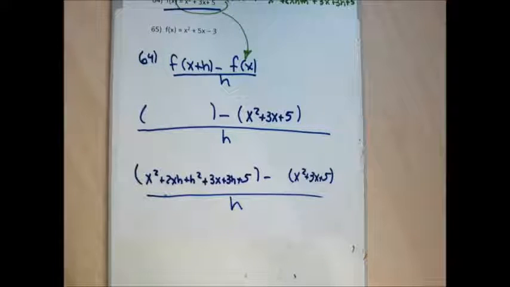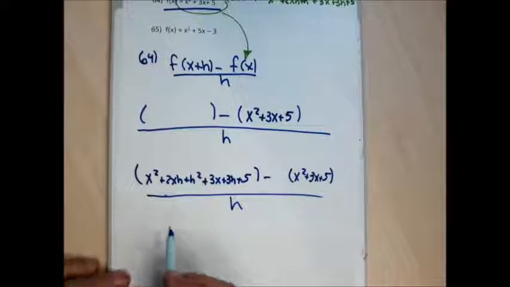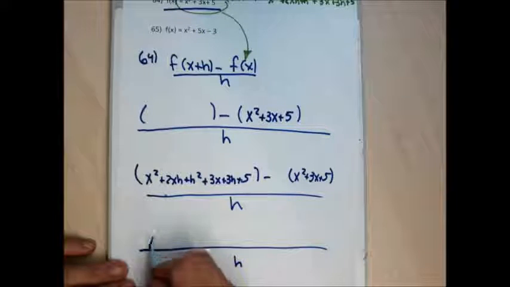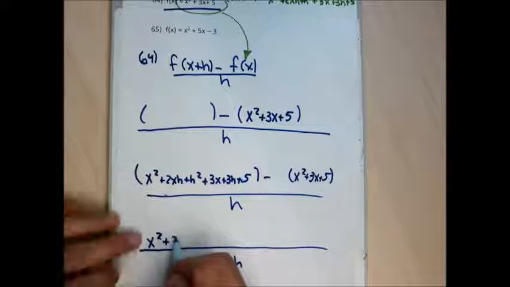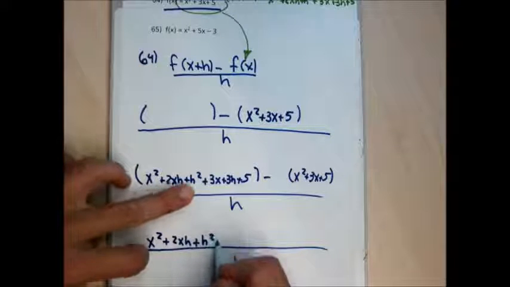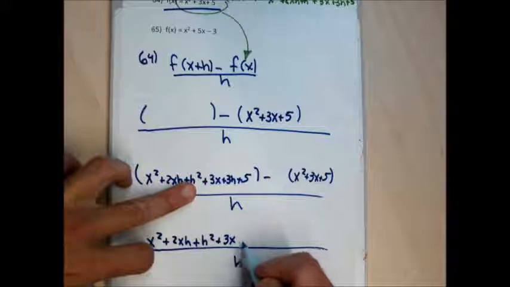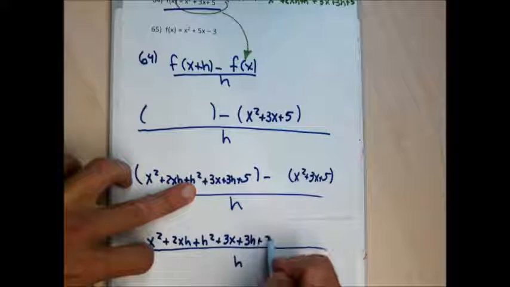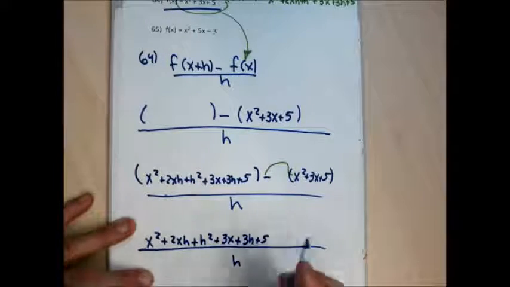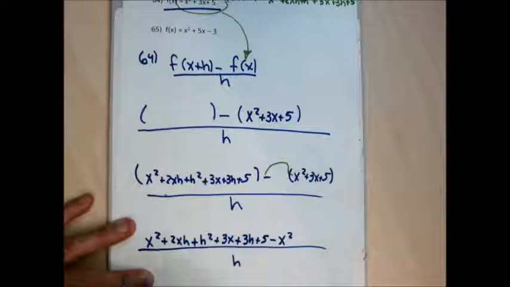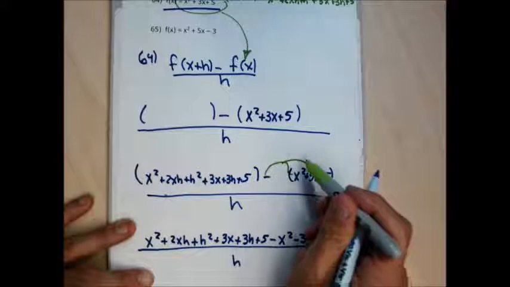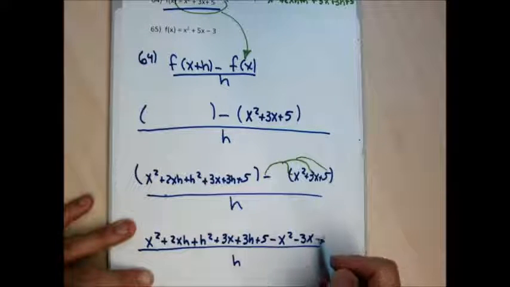When I go to simplify this, I'm going to clean up my parentheses in the numerator. The first parentheses I can just drop and leave myself the x squared plus 2xh plus h squared plus 3x plus 3h plus 5. Second parentheses, the minus is going to attach to the x squared and get a minus x squared. It's going to flip the sign on the 3x and give you a minus 3x. And it's going to flip the sign on the 5 and give you a minus 5.